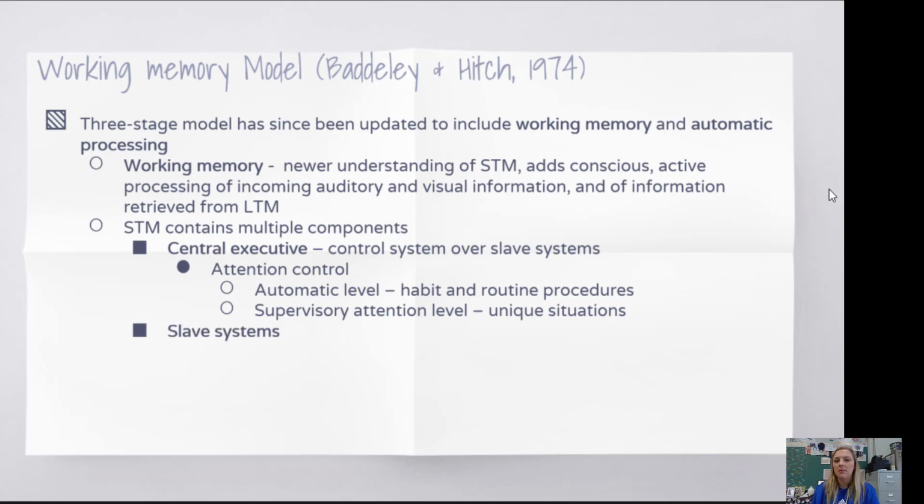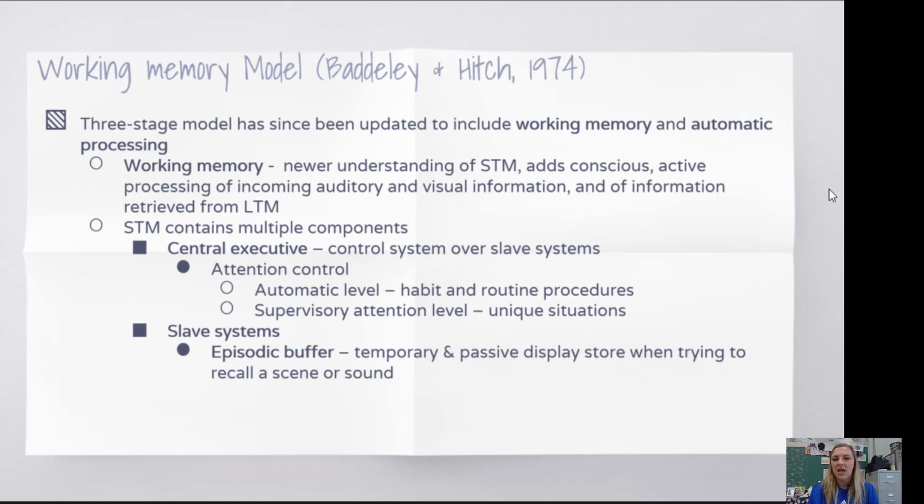The next part of our working memory are the slave systems. And I really don't like this name, but that's the name that they gave it. And so we have to think about slave systems as kind of like the worker bees. These are what the central executive has control over. There's 3 different slave systems, and each one of them does a little bit different of a thing, and it allows our conscious awareness to work.